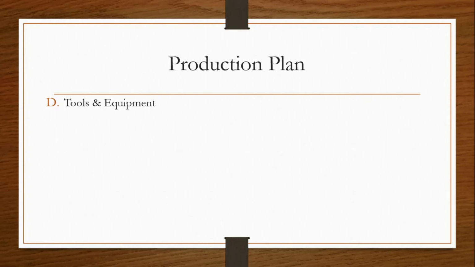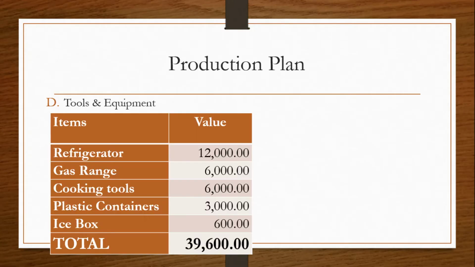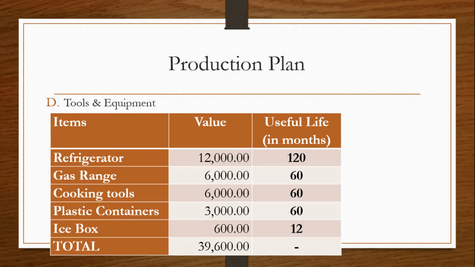The fourth thing that we need to consider are tools and equipment. So we come up with the value of all items that we need. But wait, we can't just charge it as expenses in a month. So we need to determine the estimated serviceable life or useful life of our asset so that we can come up with a monthly expense, and we call it monthly depreciation.